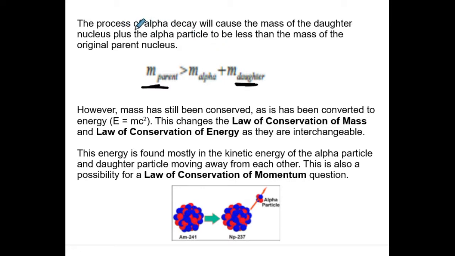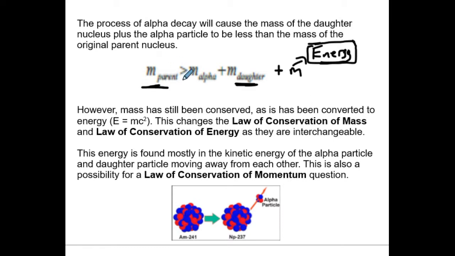As you read this here, it says the process of alpha decay will cause the mass of the daughter nucleus plus the alpha particle to be less than the mass of the original parent nucleus. And the reason why is that there's extra mass left over, except that mass is turned into energy. And that energy is the fourth type of force. This is radiation that's basically been given off. This is that weak nuclear force, which involves radiation of some kind, energy being given off.